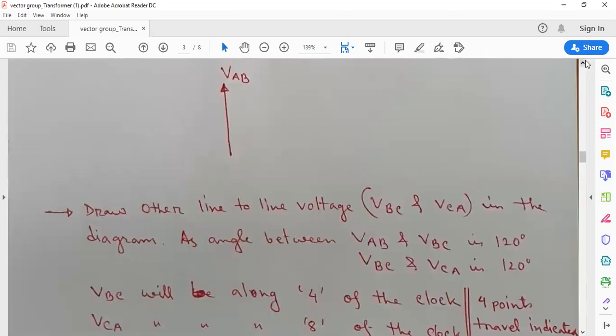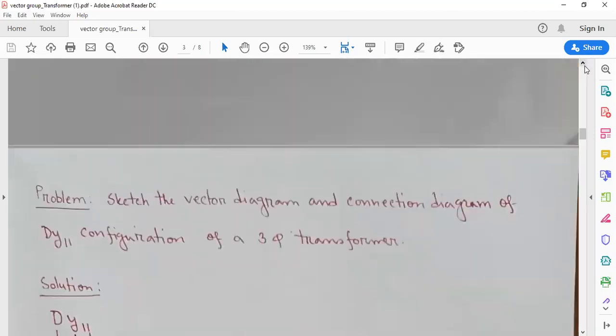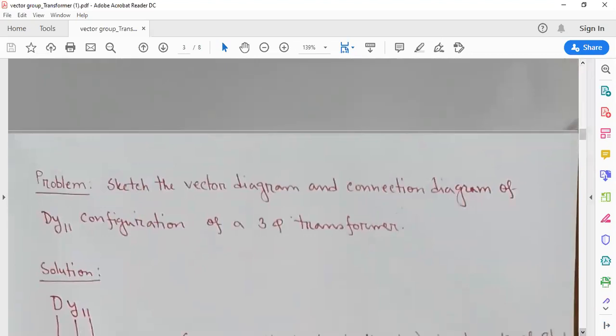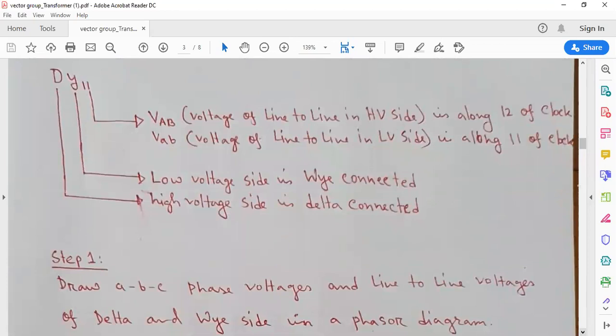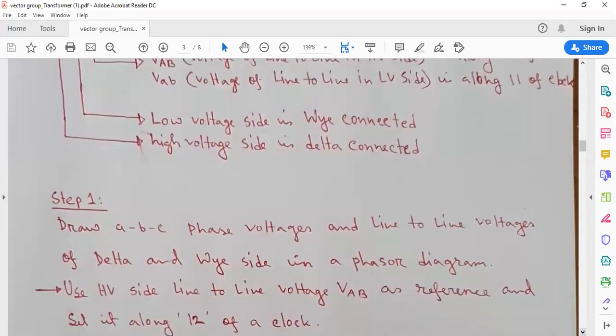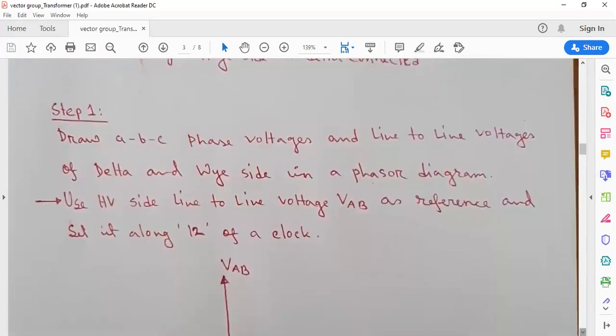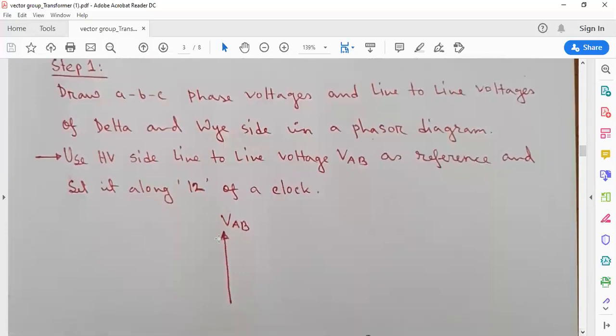Now back to the lesson. Okay, how do we draw the vector diagram and connection diagram? First step is drawing the vector diagram. We already know the high voltage side is in the reference direction, which is 12. I have drawn it like VAB is along 12 of the clock.